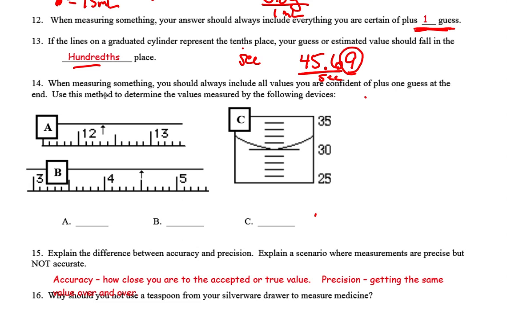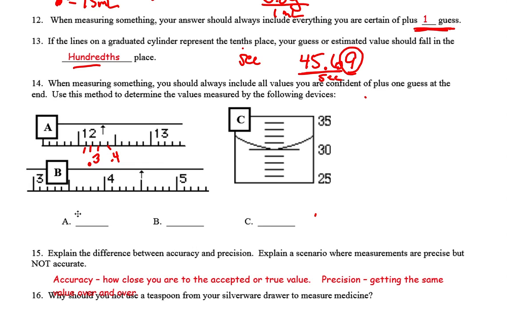Okay, let's try this out. So here, I see the 12 and the 13. I also see these little lines. So this must be the 12.1, 12.2, 12.3, and here's 12.4. So I know it's between 12.3 and 12.4. Now I have to guess how far in between the two it is. It looks to me like it's a little less than halfway.